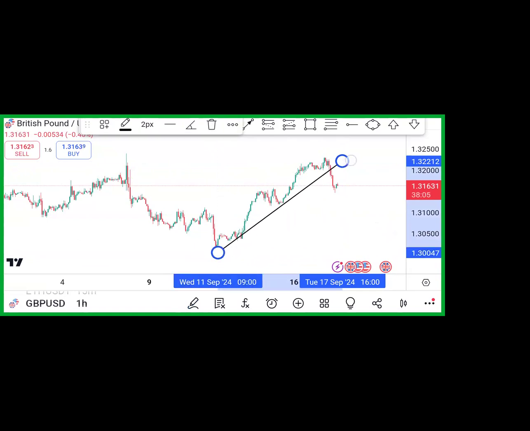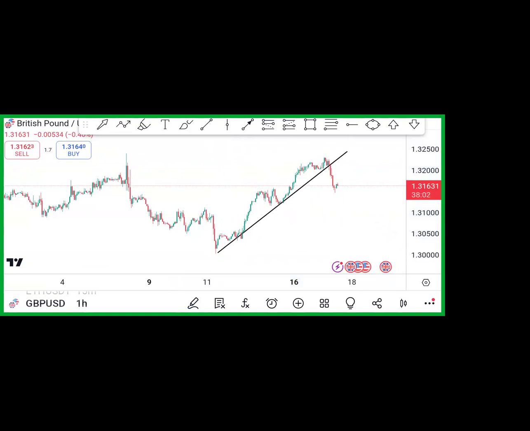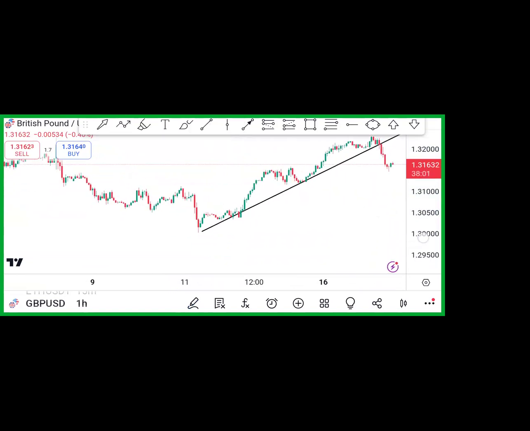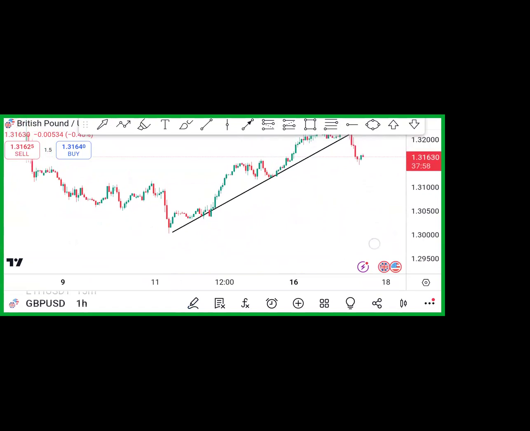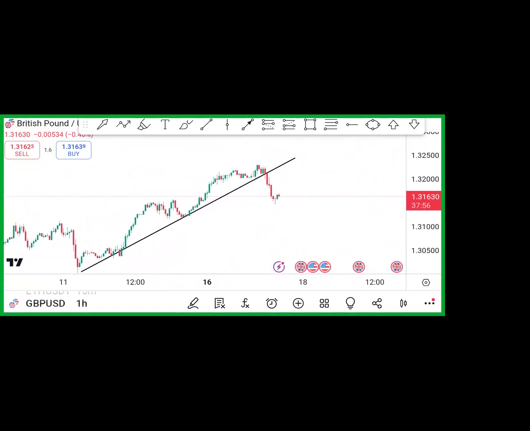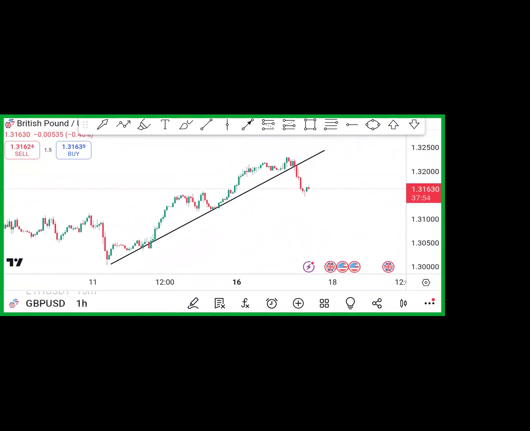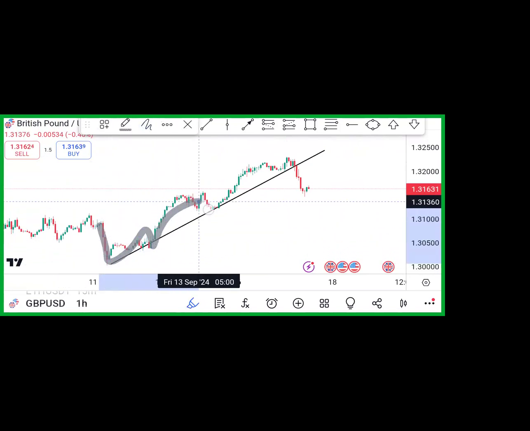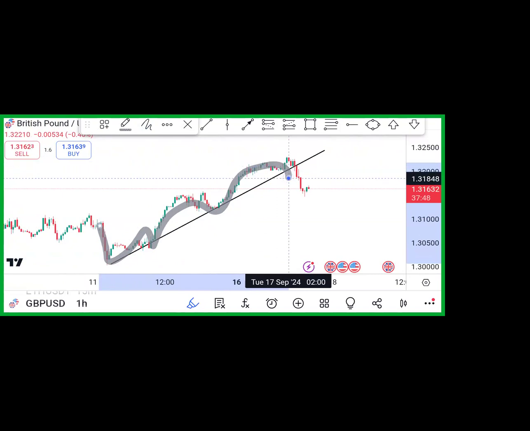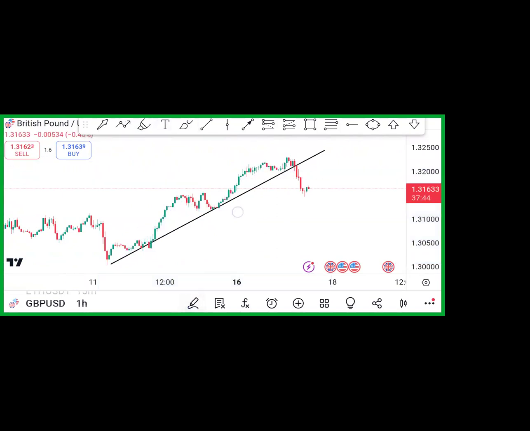Two touches, then I know my trend line is valid. I draw my trend line at the wick, sometimes at the body, just to make sure I get all the touches I need. Now I have my first touch, my second touch, my third touch, and that is how the price has been bullish. Now, automatically, once I have this trend line, I don't trade trend line.